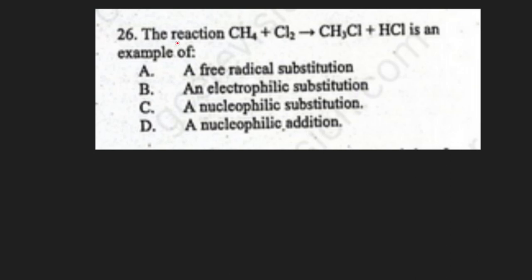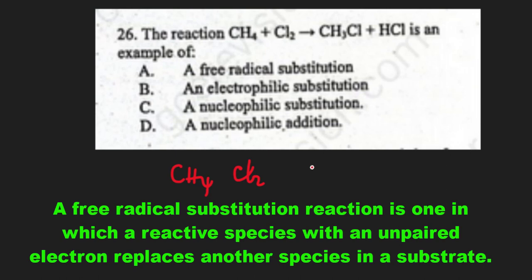Question 26. The reaction methane plus chlorine giving us chloromethane plus HCl is an example of, so when we look at methane reacting with chlorine, it is a type of reaction where one hydrogen atom from methane has been substituted by chlorine, which means it is a substitution reaction. Now, what type of substitution reaction is it? This is a free radical substitution reaction, where what is reacting is a free radical of chlorine.